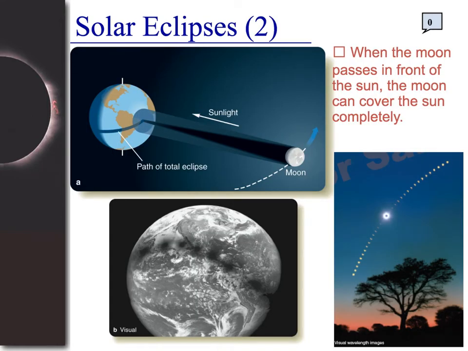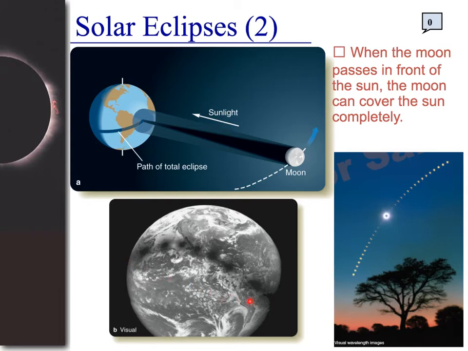So looking at our eclipses again, when the moon passes in front of the sun, it can completely block the sun out. So again, since this happens during new moon, you would experience a solar eclipse in the middle of the day. So if you happen to be within this umbral shadow right here, you would experience complete darkness, would completely block out the sun.